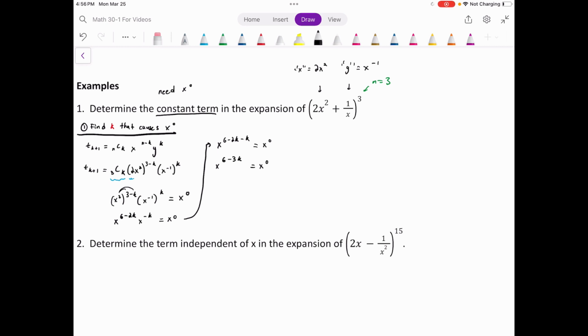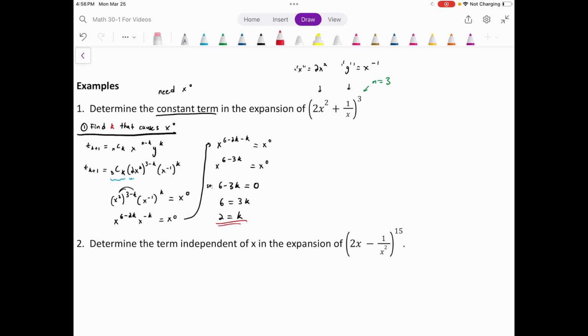And therefore, if x to the power of 6 minus 3k equals x to the power of 0, well, that can only be true if 6 minus 3k is 0. So add 3k to both sides. We need 6 to equal 3k. Divide both sides by 3. We need 2 to be k. So k is 2 for the constant term, right?